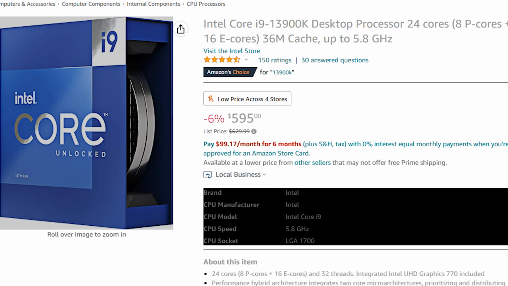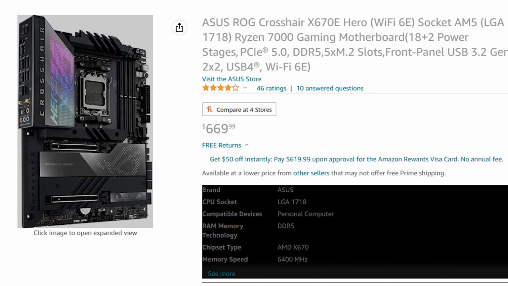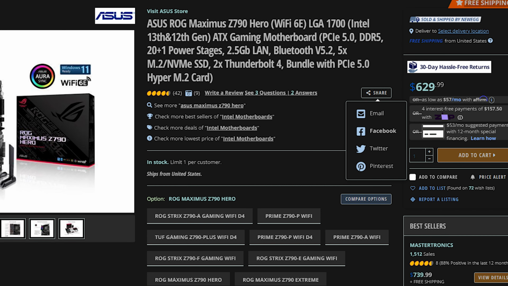When the 7950X was first released, it was $699.99 USD. You can purchase that same processor for $589.99. Intel's 13900K, you can purchase that processor for about $595 USD. I'll go over the Asus ROG Crosshair Hero, which is the X670E board. You can currently pick that up for $669.99 versus the Z790 Maximus Hero, which you can pick up for $629.99.